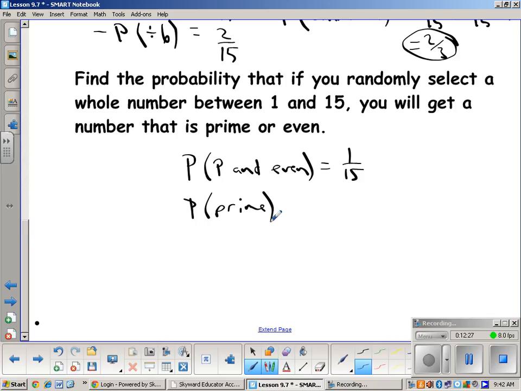Wouldn't it be 1 and 2? No. 1's not prime. Why is 1 not prime? I'm hearing some say prime, some saying no. Because it's 1 times itself. 1 times 1, it just happens to be. What's the definition of prime? The only factors are itself and the number 1.